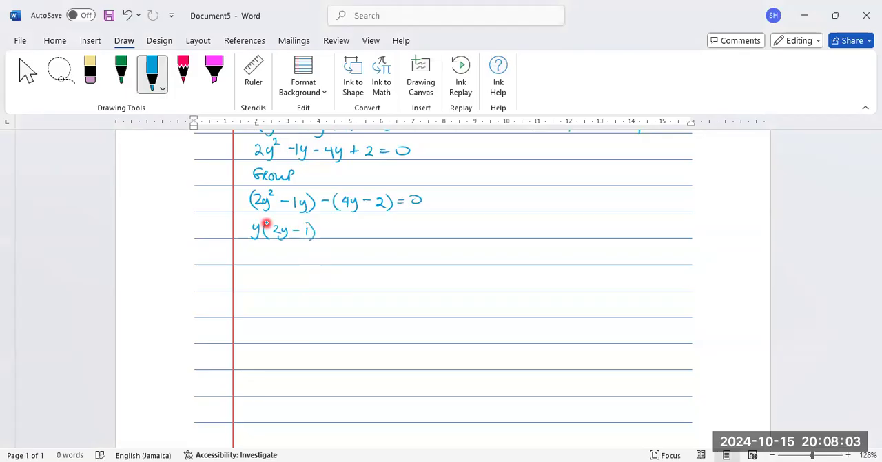And what is common here? That is common there? 2. Very nice. Okay, go and get the same thing. 2y minus 1. Good job. And then it's equal to 0. And now what is common between all of this is going to be the 2y minus 1. Can you see that?